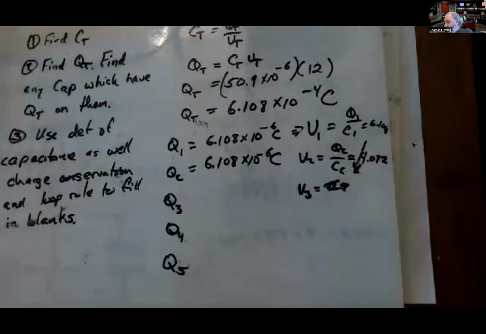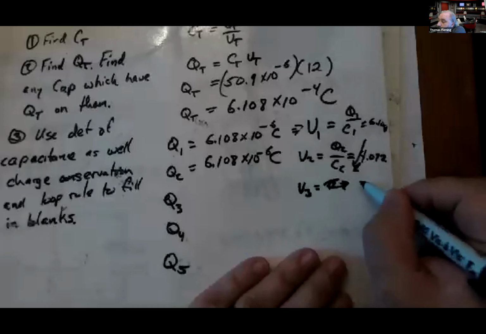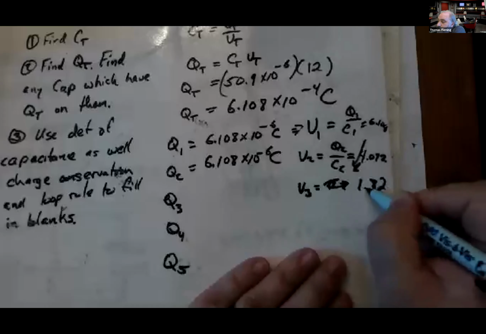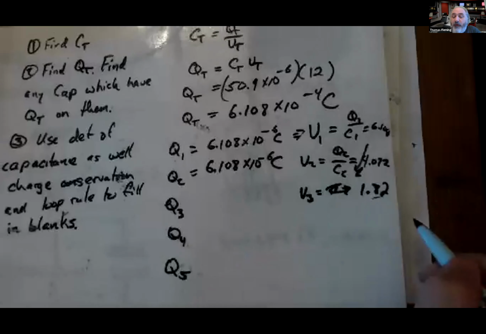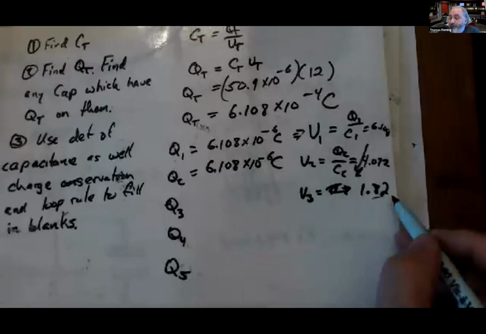So 12 minus 6.108 minus 4.072. So it's about 1.82 volts left over. That's the 1.82 volts that was unaccounted for. It must have dropped during capacitor 3.